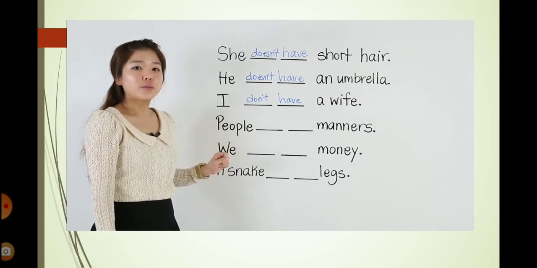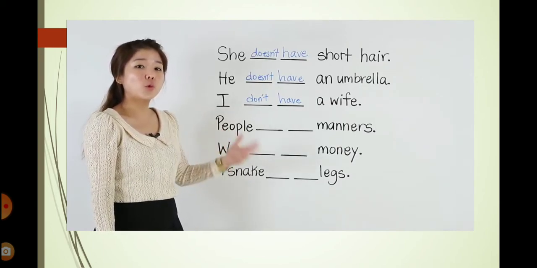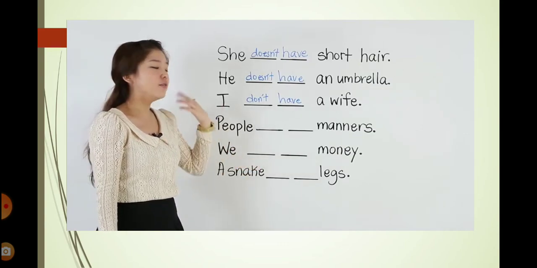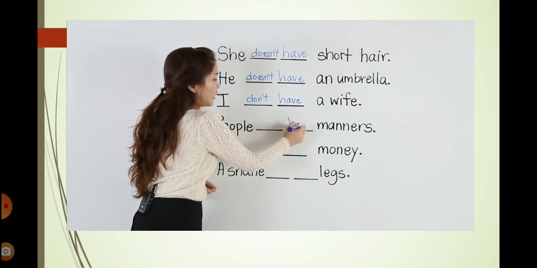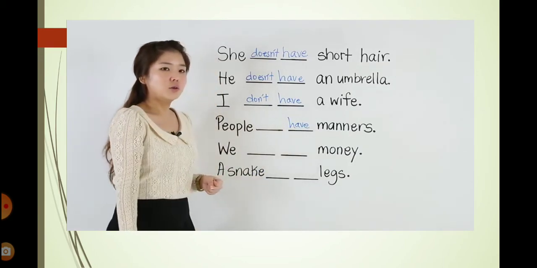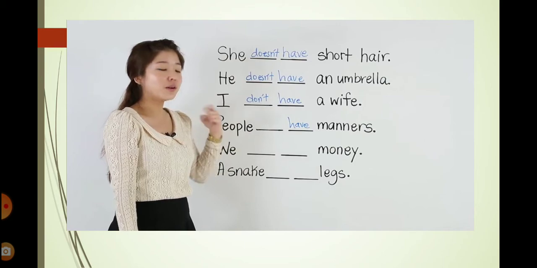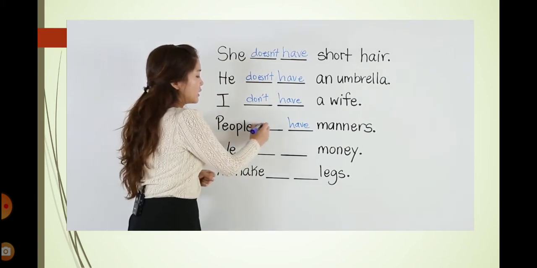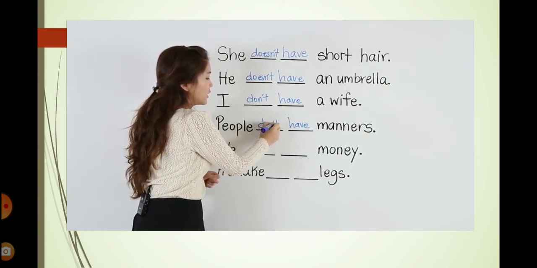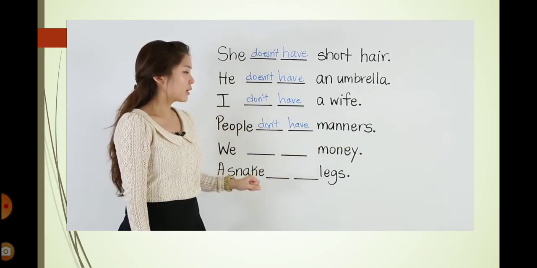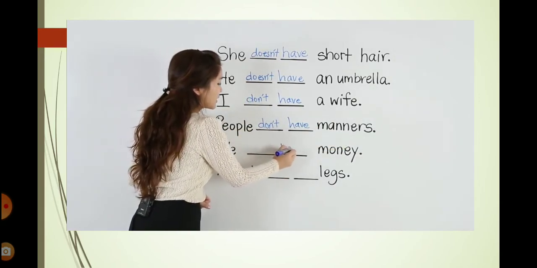Remember, if we have more than one person, animal, or thing, we have to think of they. For they, do we use don't or doesn't? Do you remember? The correct answer is don't. People don't have manners.